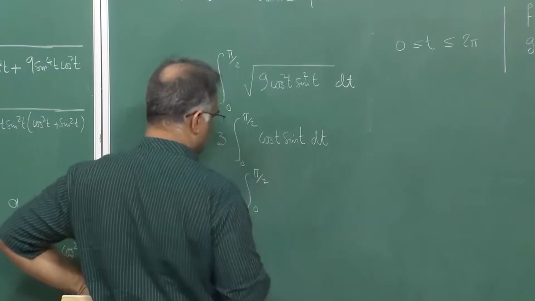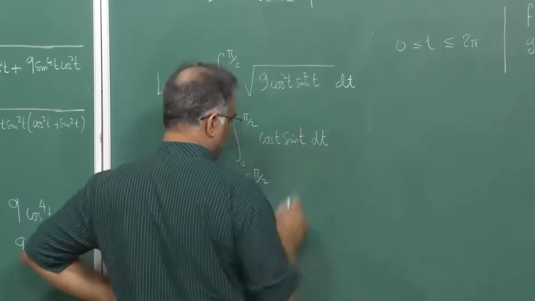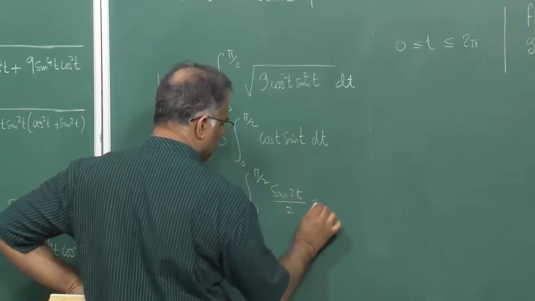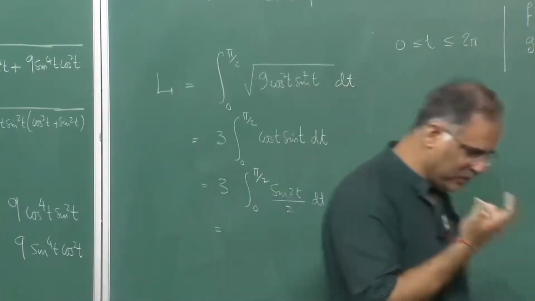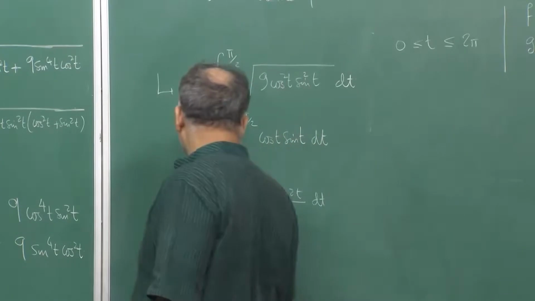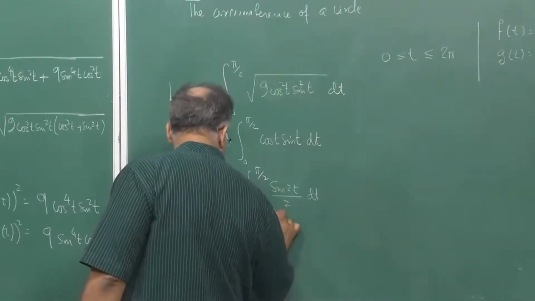So, this is cos sin 2t, sin 2t is equal to 2 cos t sin t. So, it is sin 2t by 2 dt. And then of course, I leave it to you to find the answer, which is nothing but 3 by 2 at the end. So, this will be this.